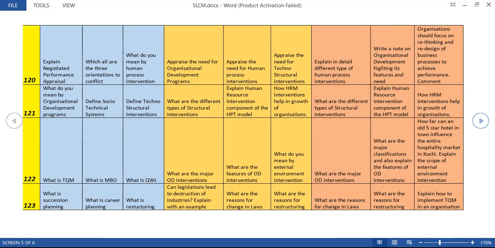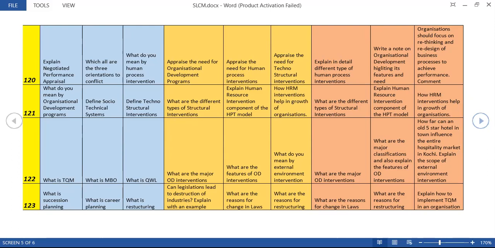Negotiated performance appraisal means both parties will negotiate. Both of them will talk back and forth, superior and subordinate. There could be a 360-degree appraisal, and based on that, the salary will be fixed. That is what negotiated performance appraisal is. Then organizational development is a continuous effort for development of individuals in the organizations.